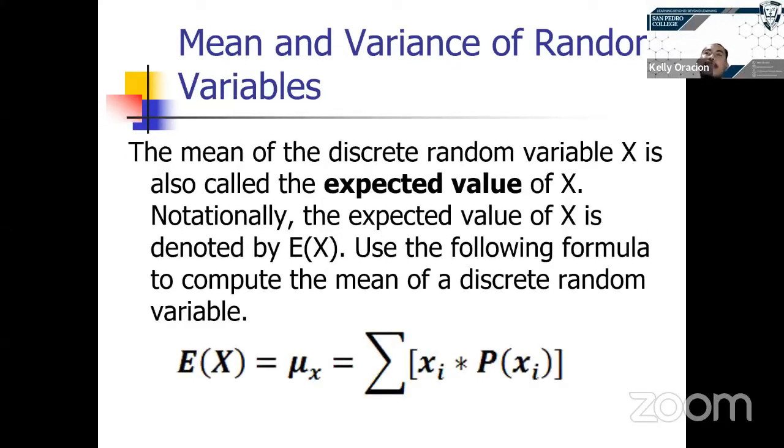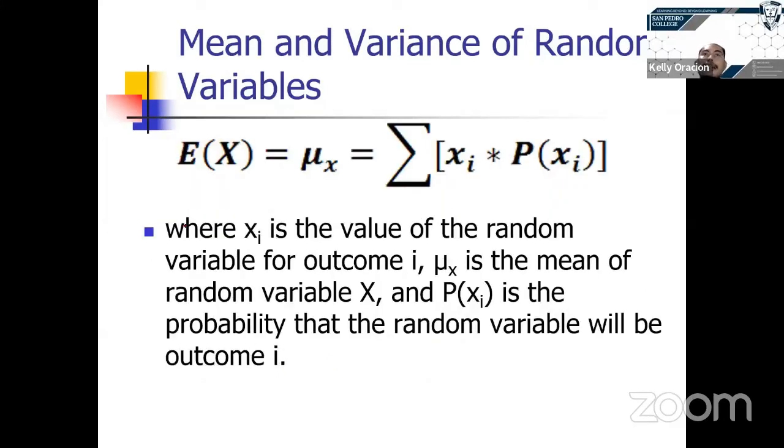The mean of the discrete random variable x is also called the expected value of x. Notationally, the expected value of x is denoted by E(x), and we use the following formula to compute the mean of a discrete random variable. Here x sub i is the value of the random variable for outcome i, μ sub x is the mean of the random variable x, and P(x sub i) is the probability that the random variable will be outcome i.